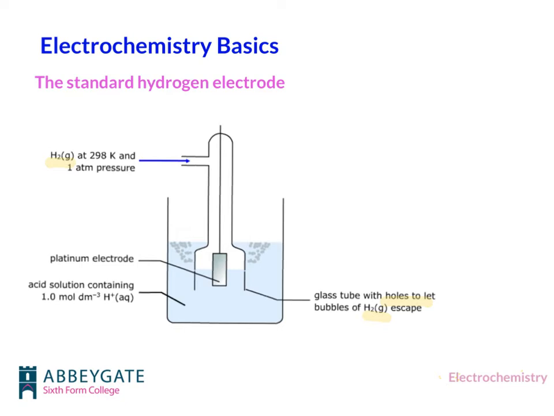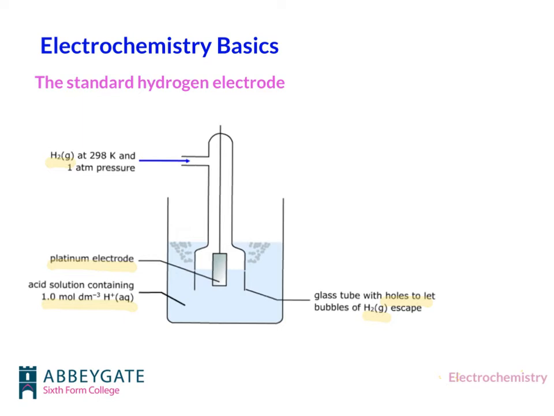You'll see then we've got a platinum electrode, and the platinum electrode is inert, and that will connect us up to the voltmeter. And then we have an acid solution, and our acid solution contains 1 molar hydrogen ions. So again, like with the other electrodes, you've got to have 1 molar solution of ions, but because we can't use solid hydrogen as our electrode, what we do is we use hydrogen gas and we pump it in, and that gas goes next to the platinum electrode.